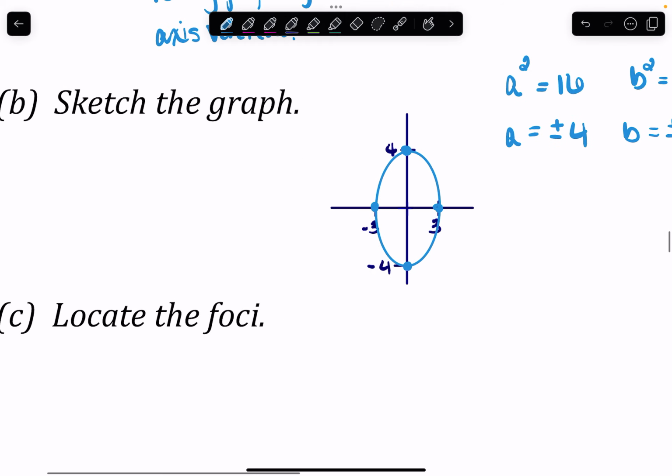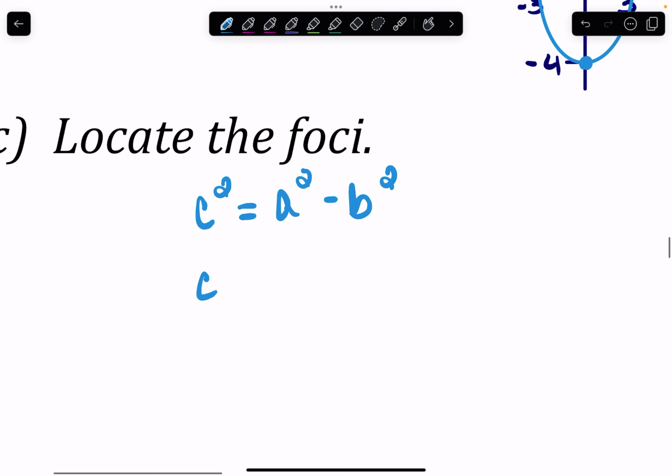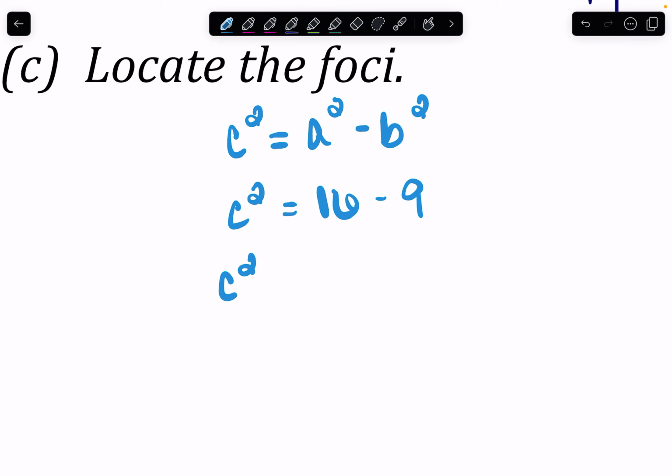All right, locate our foci. So foci, we know that because c squared equals a squared minus b squared. We've already identified our a squared and our b squared. So c squared equals a squared was 16, b squared was 9, so there's no reason to plug in a and b since we already know the value of them squared. So that means c squared is 16 minus 9, which is 7. So c is plus and minus the square root of 7.